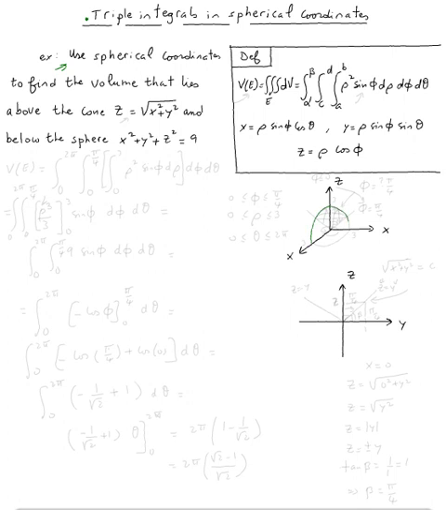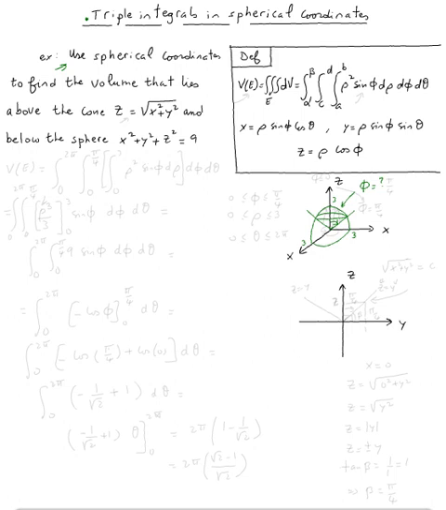So here's the sphere. The distance from the origin will be 3. And then the cone z equals square root of x squared plus y squared will be that. So we need to find the volume that lies above the cone and below the sphere. So we need to know the angle phi.